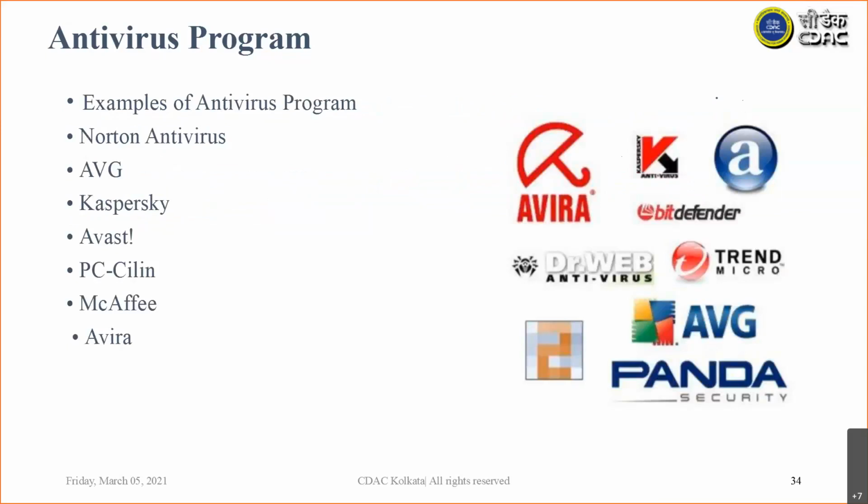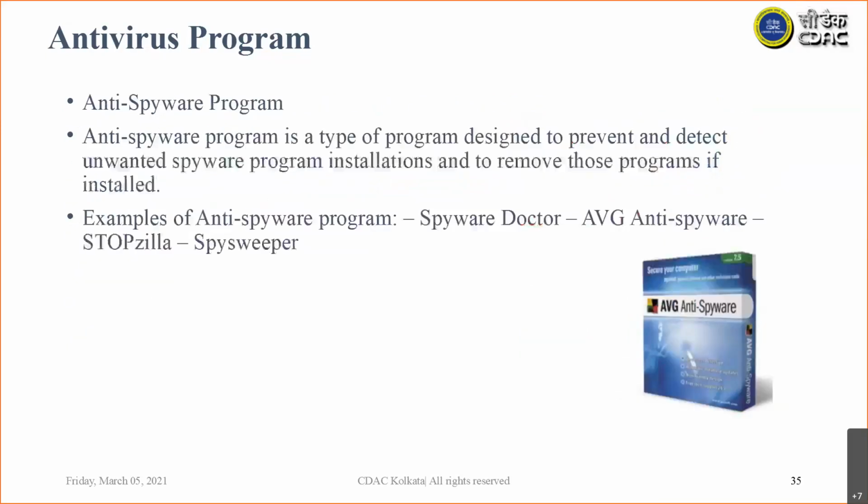So some examples of antivirus programs. There are very famous antivirus companies. We all know Norton Antivirus, AVG, Kaspersky, Avast, PC Clean, McAfee, Avira, etc. Another program is called anti-spyware. Anti-spyware is a type of program designed to prevent and detect unwanted spyware program installations and remove those programs if installed.